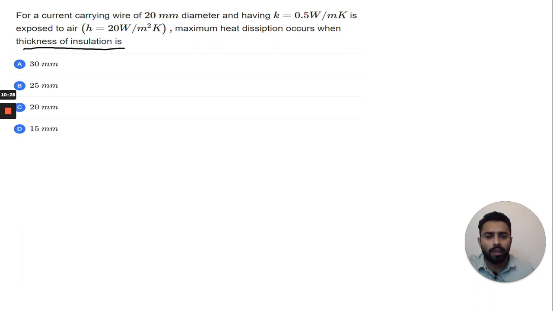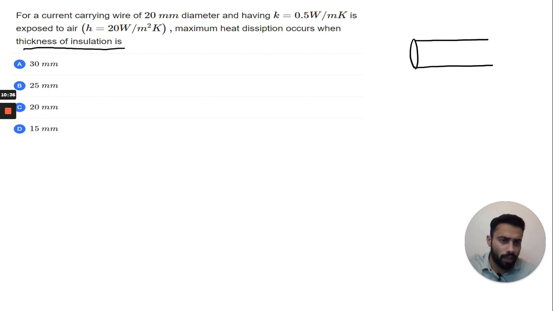So let me explain this question to you. There is one wire whose diameter is 20 mm. The diameter of this wire is how much? This is 20 mm.